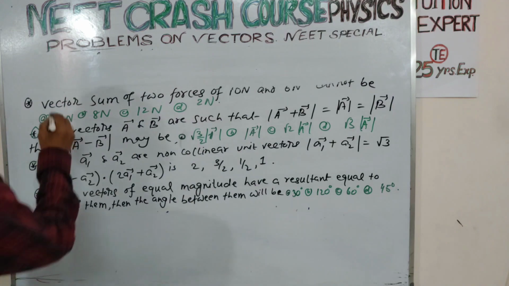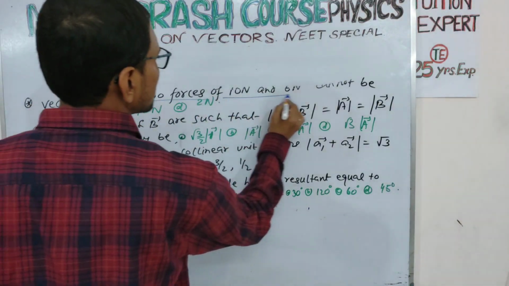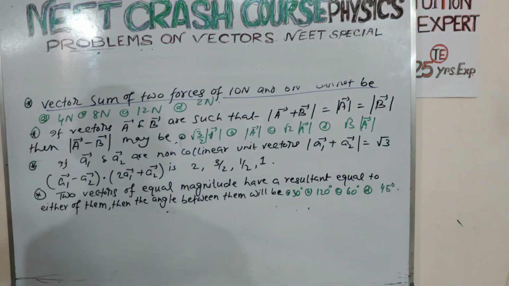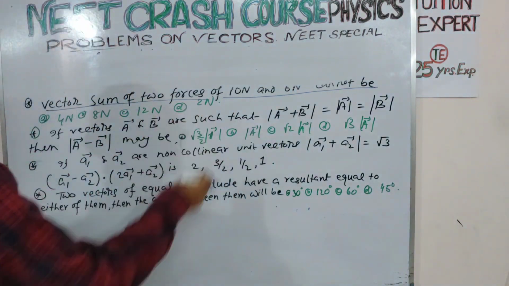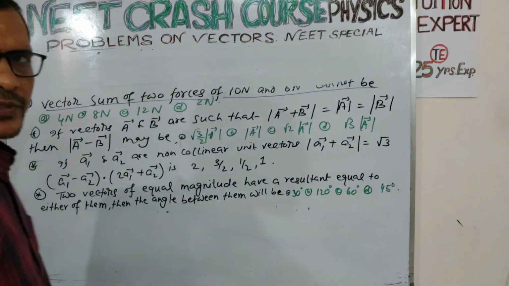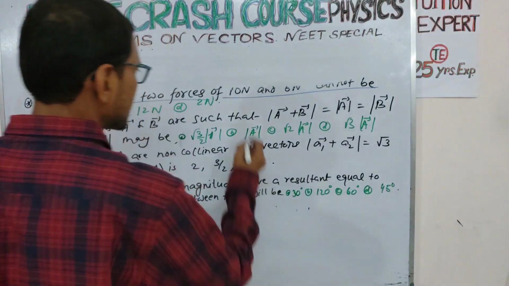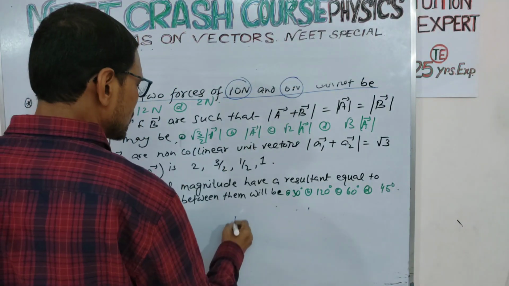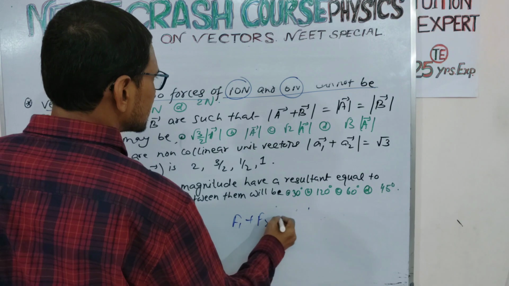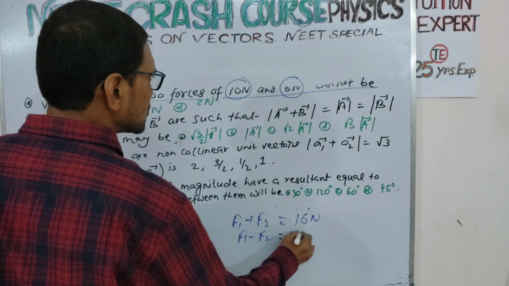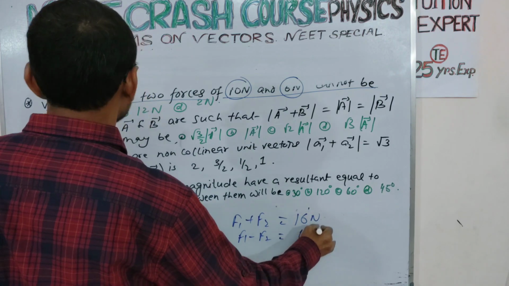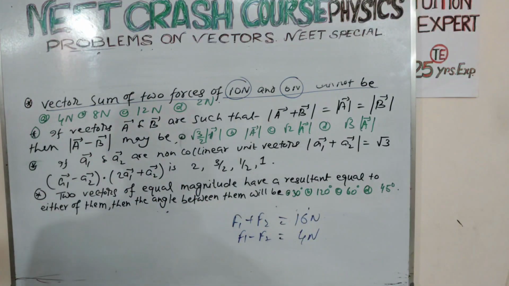Next problem: the vector sum of two forces of 10 Newton and 6 Newton cannot be 4, 8. So here we easily get this problem is like the previous problem. Here two forces, 6 Newton and 10 Newton. So F1 plus F2 is 16 Newton, and F1 minus F2 equals 10 minus 6, 4 Newton. So the vector sum of two forces cannot be.